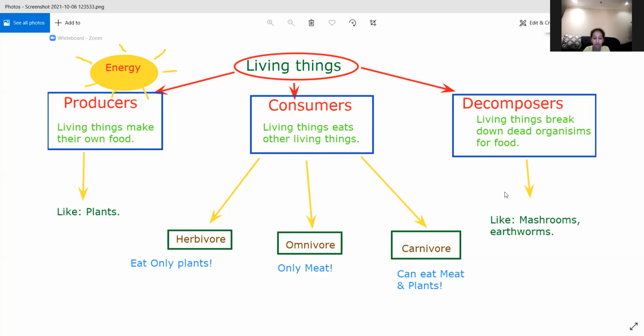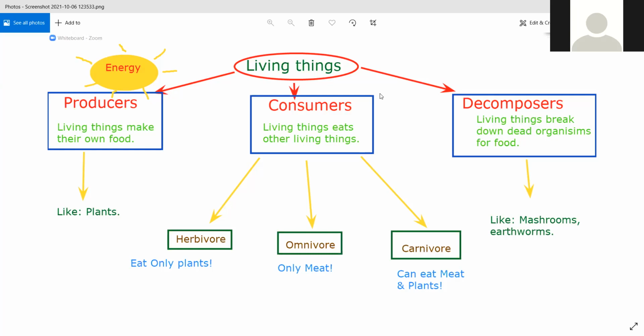But if we have living things that break down dead organisms for food, what do we call them, girls? We call them decomposers. Yes, decomposers. Excellent. Now, who are the consumers? What are the groups of consumers?